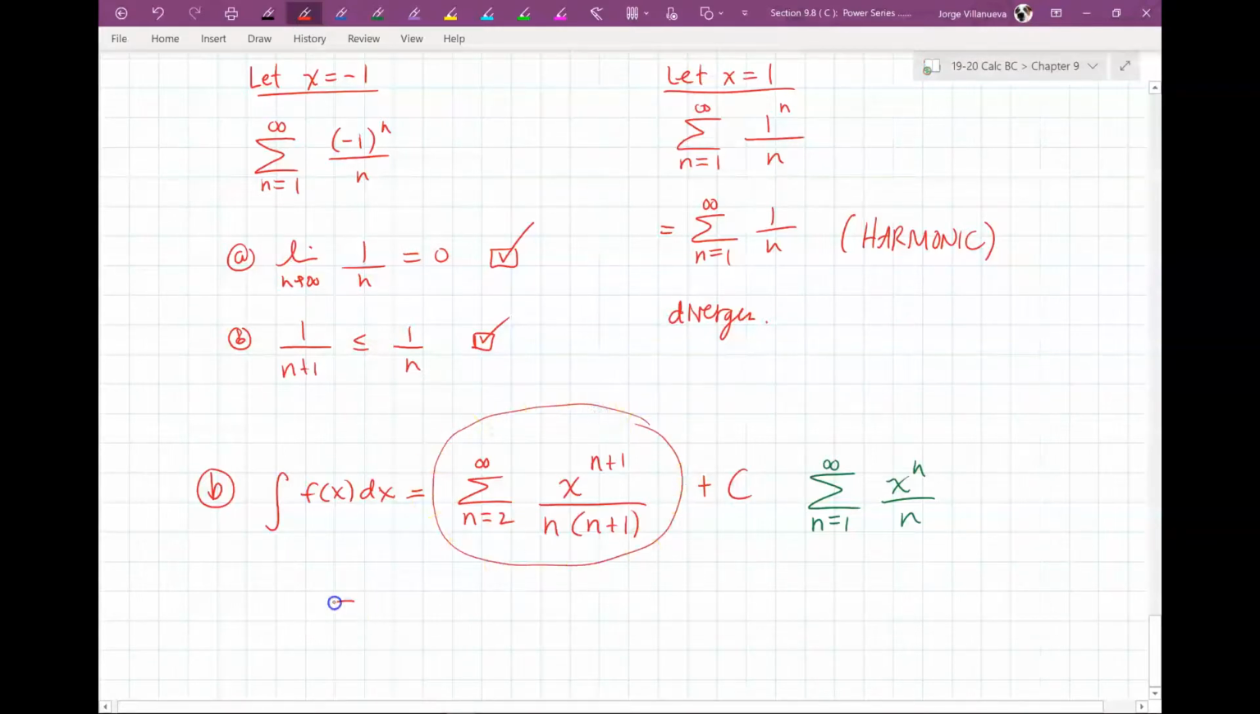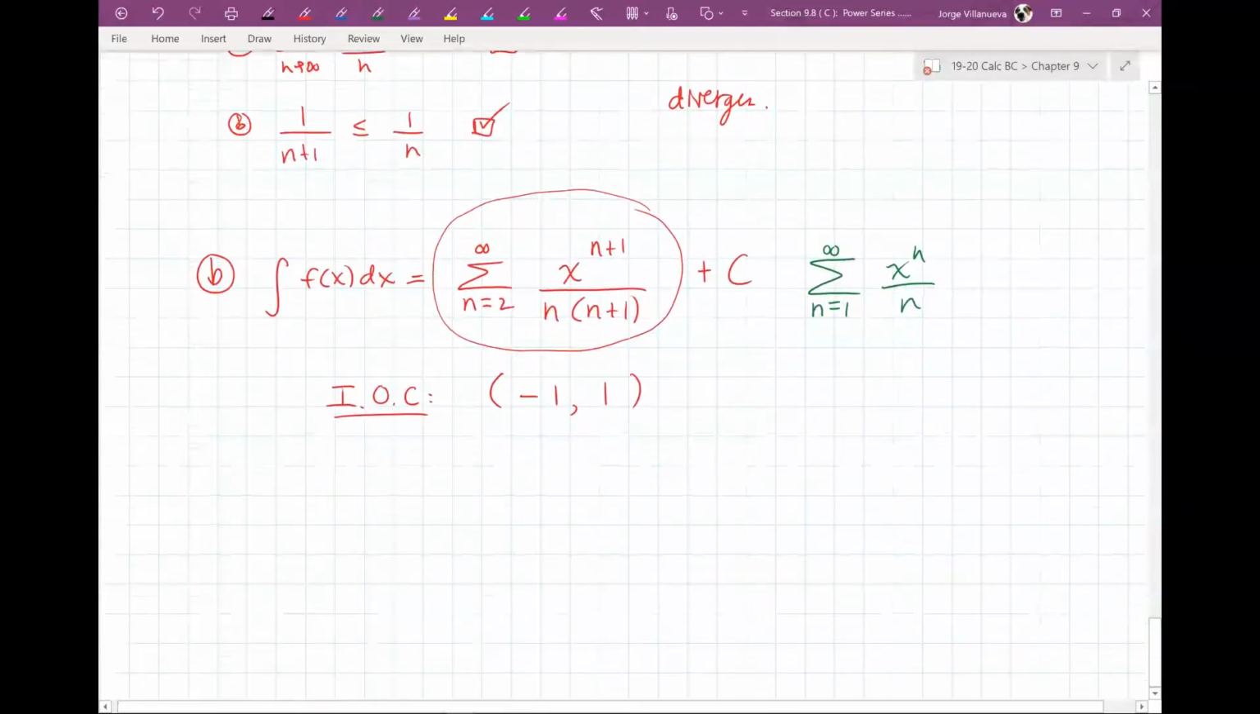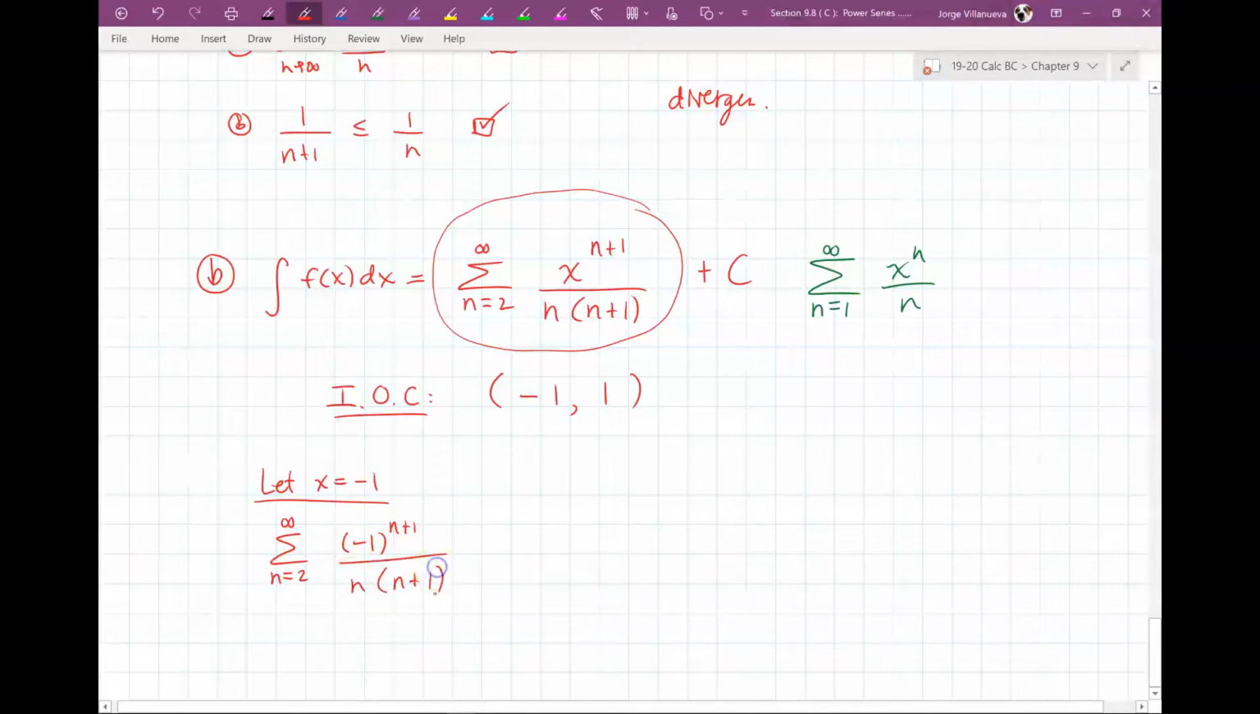Now, the interval of convergence, we know, is from negative 1 to 1. Okay? But now I got to check the endpoints. All right? I'm going to have to check the endpoints for this thing. So, if I try negative 1, this is what I get. The sum as n goes from 2 to infinity of negative 1 to the n plus 1 over n times n plus 1.